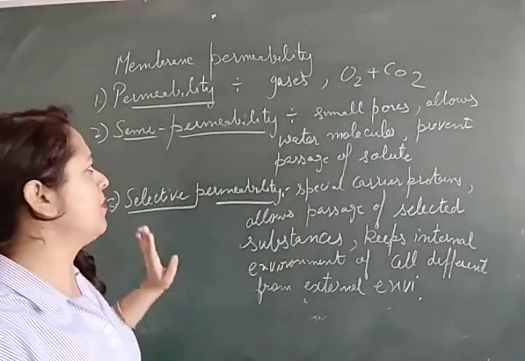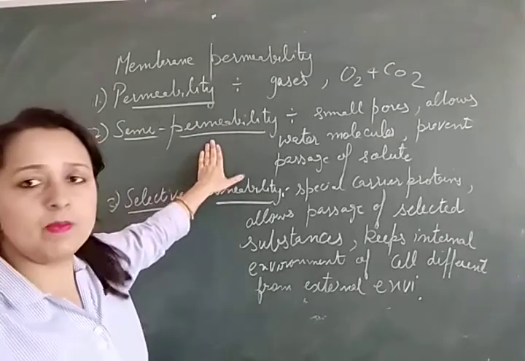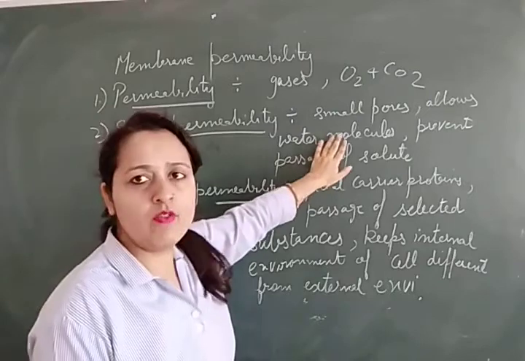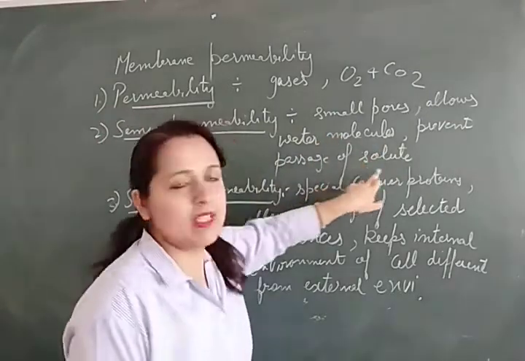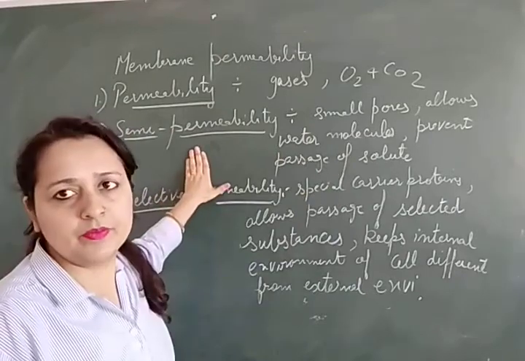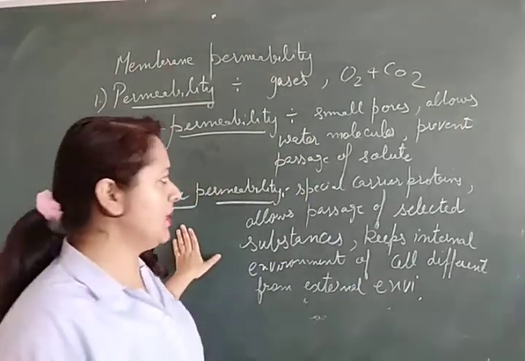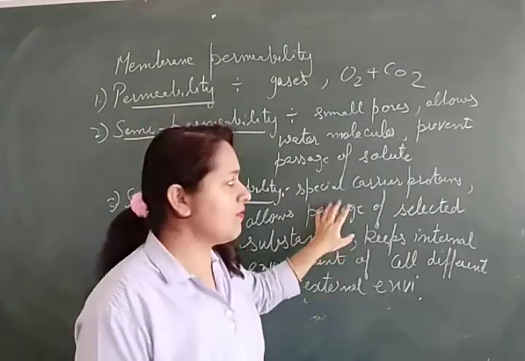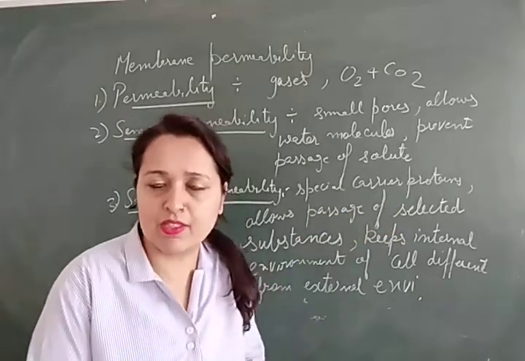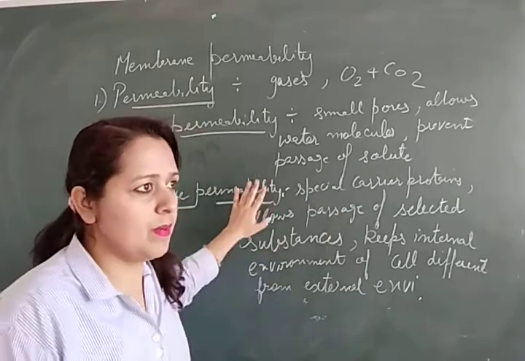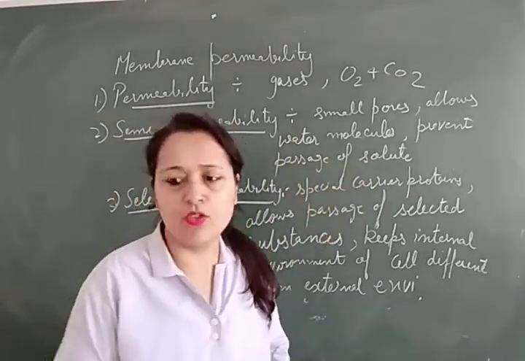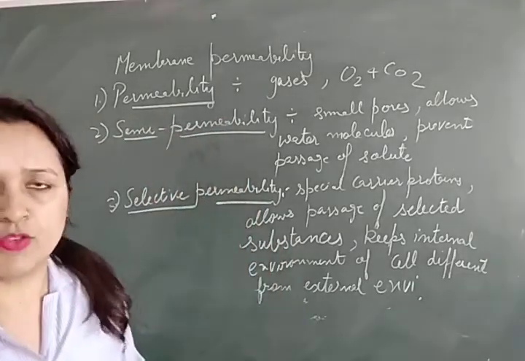Then we have semi-permeability. Semi-permeability means a membrane has small pores and allows only water molecules and prevents the passage of solute through it. Then it's known as semi-permeable. Then we have selective permeability. Selective permeability means a cell membrane has some carrier proteins and only selected substances are passed through the membrane. So this is permeability. This topic is essential for understanding osmosis and diffusion. So let's focus on osmosis and diffusion now.